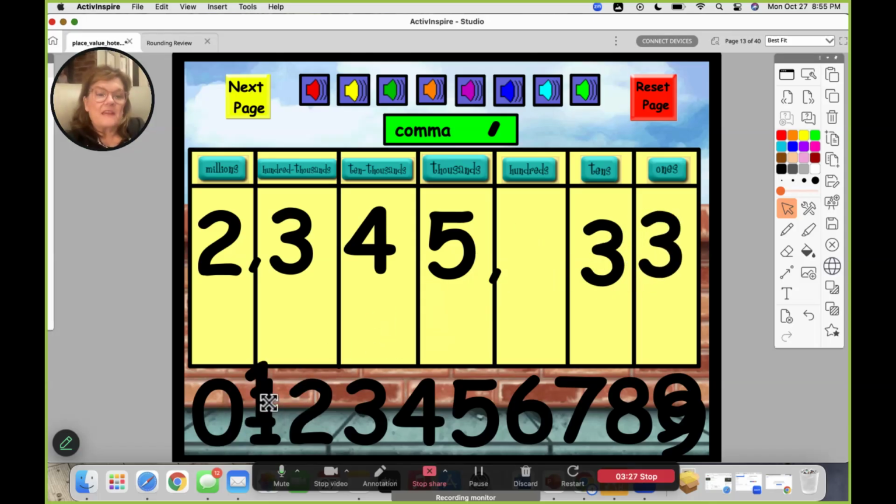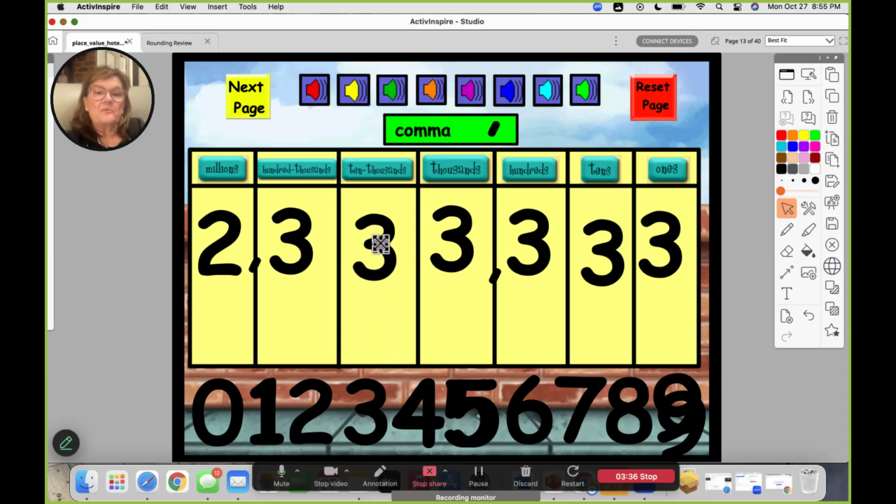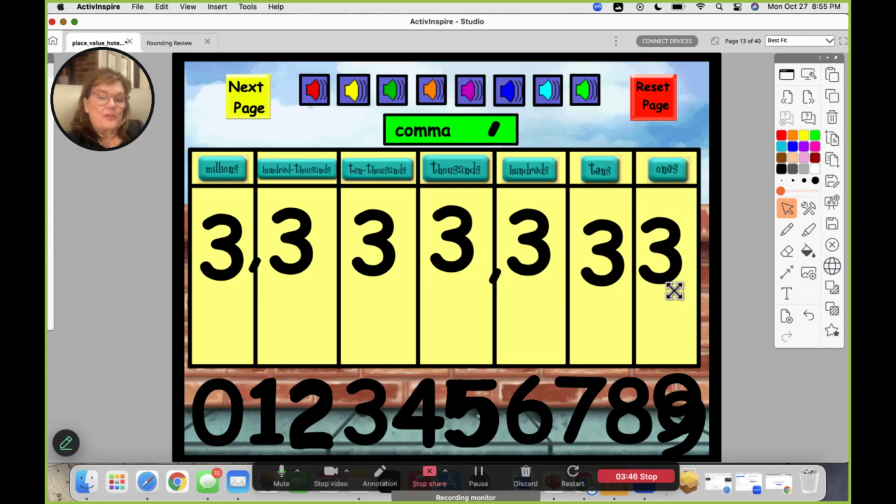All right, now I'm going to put the same number in each place, and we're going to talk about its value based on where it is. So let me move these down and exchange it all for 3s. You'll notice that I have a 3 in every place on the place value chart. Now, are all these 3s worth the same? Absolutely not. This 3 is worth 3. This 3 is worth 30. This 3 is worth 300. This 3 is worth 3,000. This 3 is worth 30,000. This 3 is worth 300,000. And this 3 is worth 3 million.